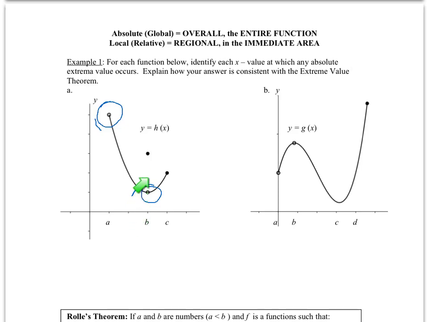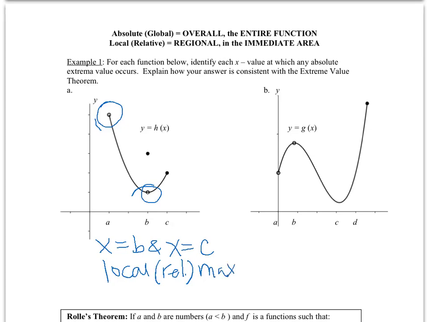But if you look at B, you jump up, and there's a point that in this immediate region is the highest of all the points. So x equals B, we're going to have a local or a relative maximum. And then as you continue moving on, we have a local maximum at C because in the immediate region here, it is the highest point. So at x equals B and x equals C, you've got local maxes or relative. Okay, but for a problem like this, there is no minimum.